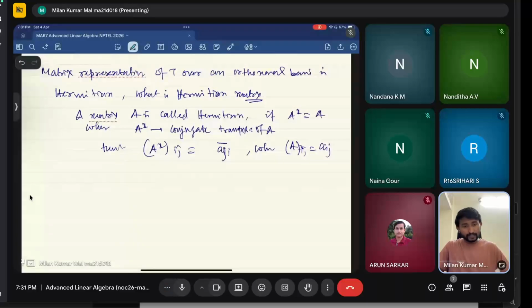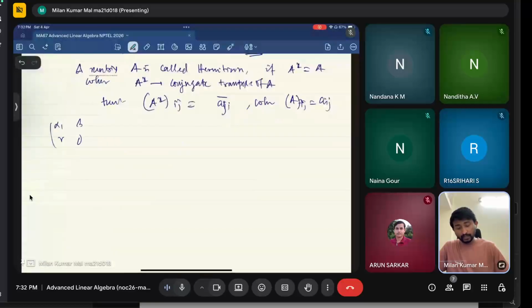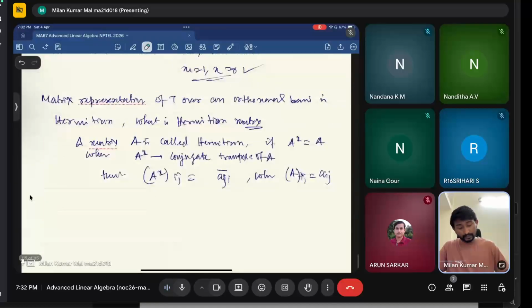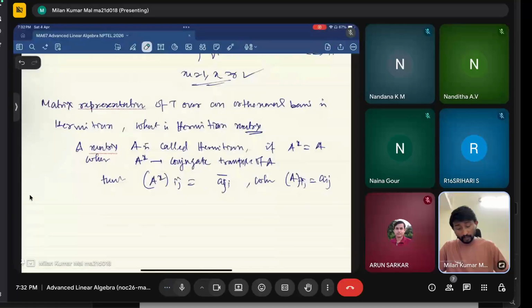Basically, suppose you have a matrix like alpha, beta, gamma, delta. Its conjugation is alpha bar, beta bar, gamma bar, delta bar. If you have equality, then you say it is Hermitian. And the interesting fact is that the statement about the matrix representation is true.